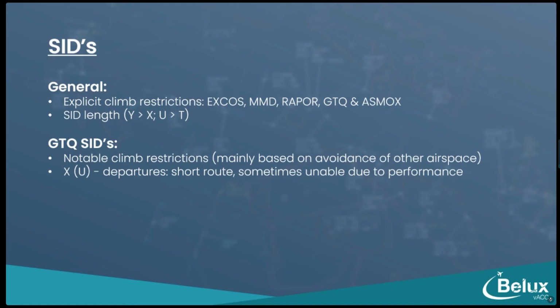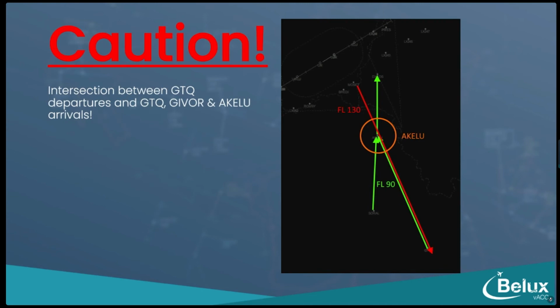And the X-ray departures are a short route, and sometimes pilots won't be able to follow them due to performance when they're quite heavy. And of course, for runway 06, you just switch it around. Oh, this should be Tango. This is a mistake. It's X-ray and Tango departures that are short route, and then Yankee is the long route.